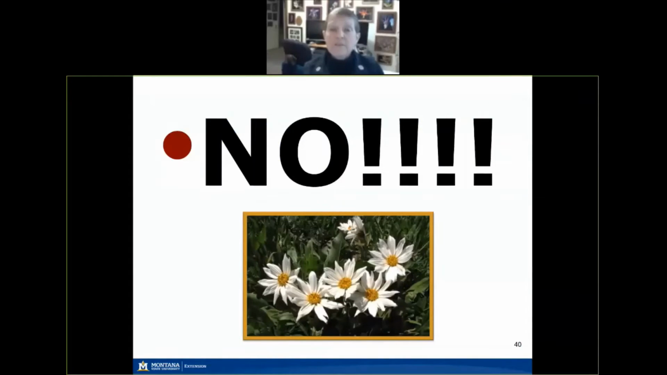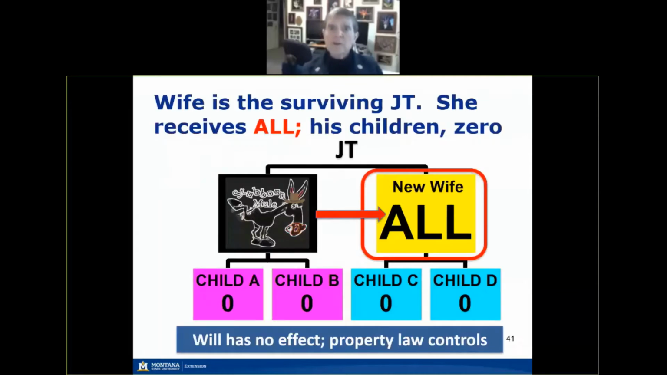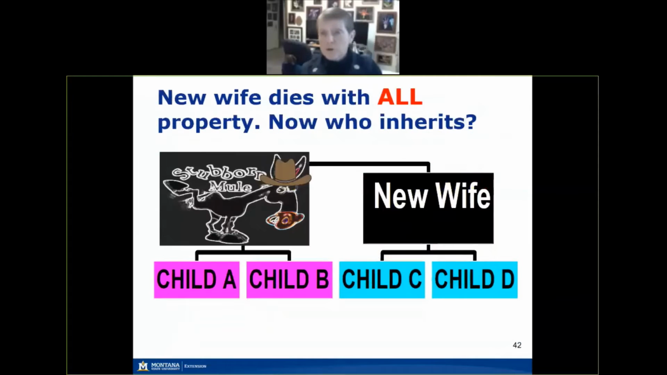And the answer is a big no. No, the kids aren't going to get it because it's all in joint tenancy with right of survivorship. So with the death of the dad, it all goes to his wife. She receives all. He has unintentionally disinherited his children because he's stubborn as a mule and thinks that his will is going to override that joint tenancy. And that's not the worst of the news.